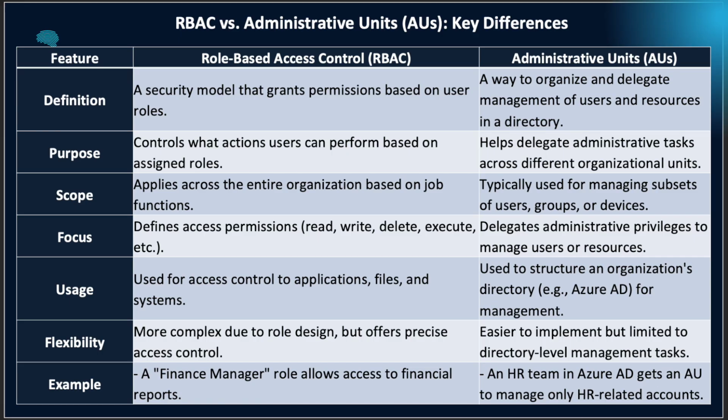RBAC and administrative units: key differences. RBAC is a security model that grants permissions based on a user's role. Its purpose is to control what actions users can perform based on assigned roles. Its scope applies across the entire organization based on job functions, and its focus is defining access permissions. Its usage is for access control to applications, files, and systems.